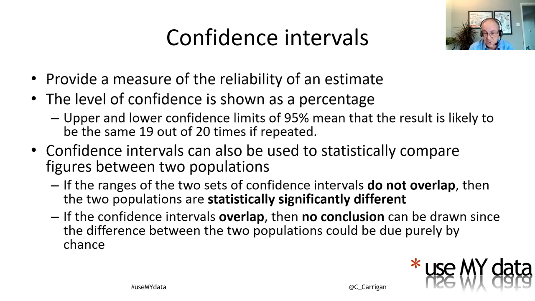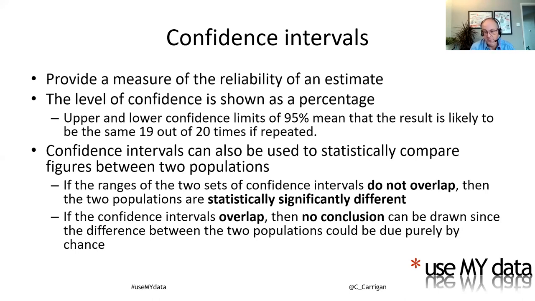So you'll see on lots of charts and presentations, it's presented in different ways. But if you look at the level of confidence of 95%, it means that if you repeated this result, you'd probably get the same answer 19 out of 20 times. So it's trying to reduce the potential for this being about chance.